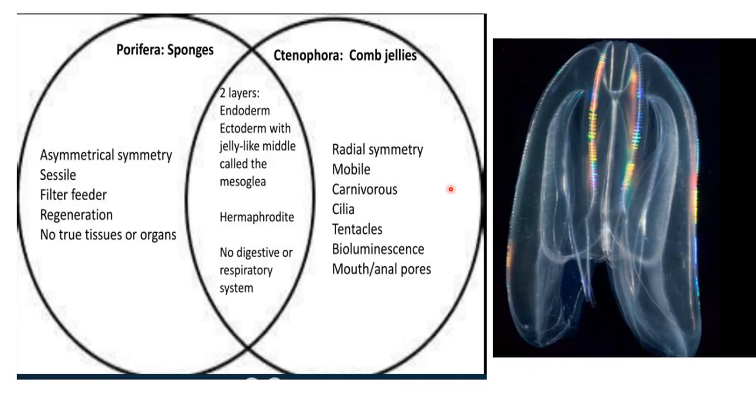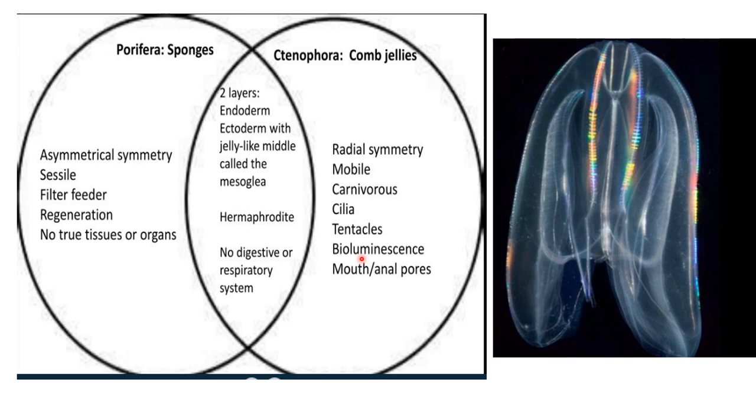The ctenophores. Here I am showing you the similarities between the sponges, that is the Porifera, and the Ctenophora, and these represent the dissimilarities between the comb jellies or the ctenophores and the Porifera. They show radial symmetry, and they are mobile, whereas sponges are sessile, that is, they are fixed and do not move.